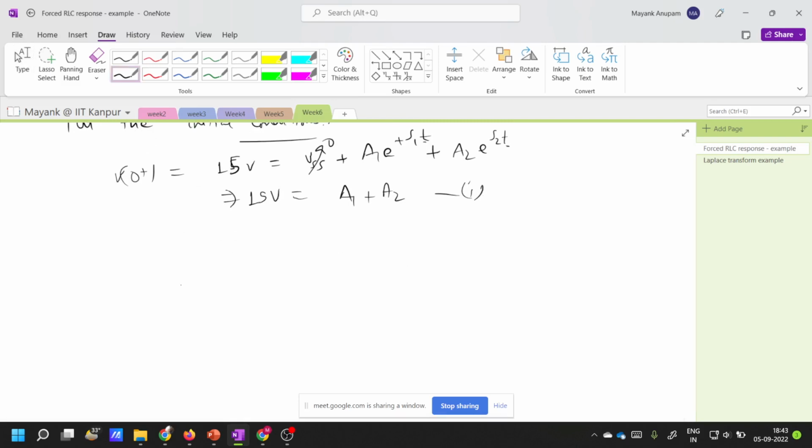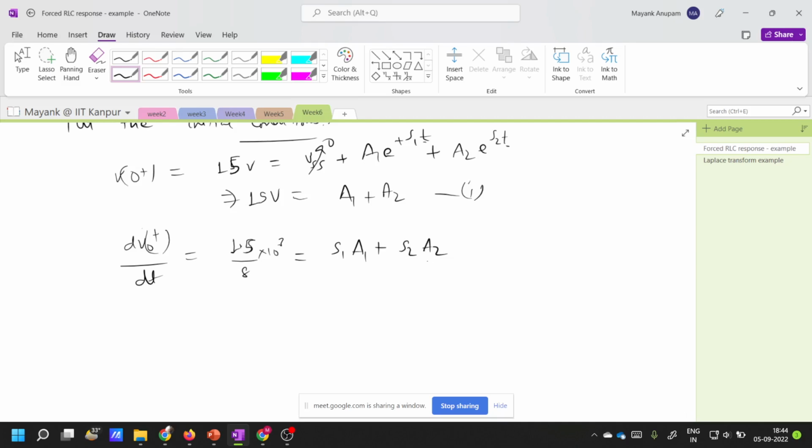Now dv0 plus by dt is equal to 1.5 by 8 into 10 to the power 3 is equal to what? Differentiate it with respect to time, right? So S1 A1 plus S2 A2, is it correct? Yes, correct. Fine.